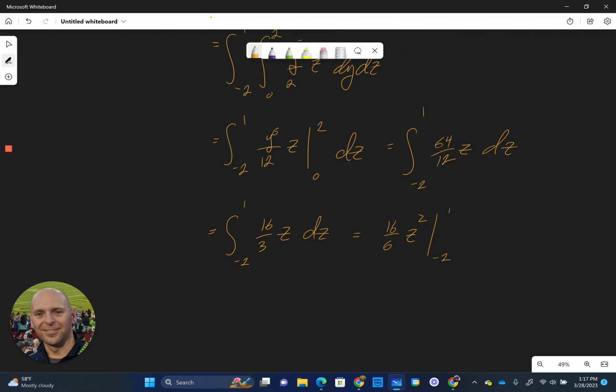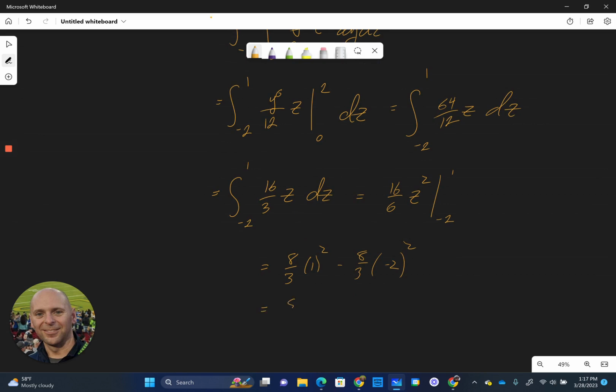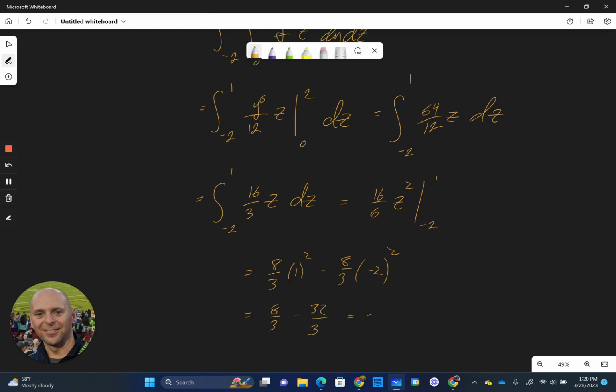Again, just simplifying that as we go ahead and write out the evaluation here. It's going to be 8/3, and we're going to evaluate that times 1 squared minus 8/3 times negative 2 squared. So we end up with 8/3 minus 32/3, which is negative 8. So there you go.